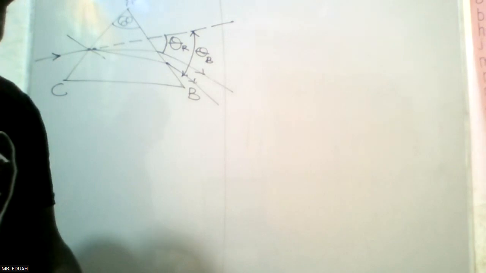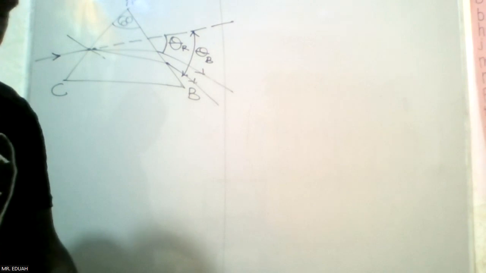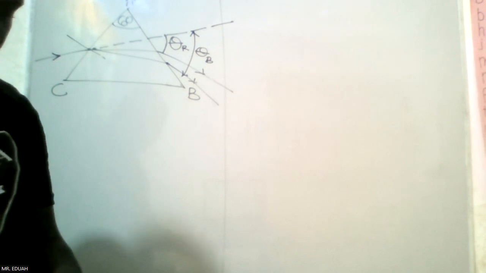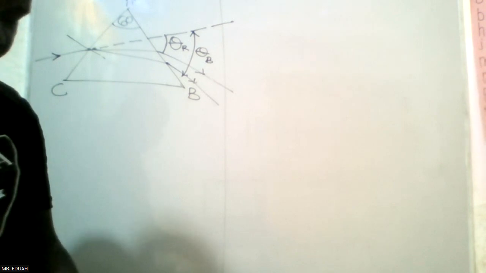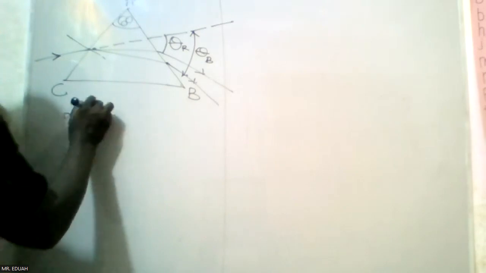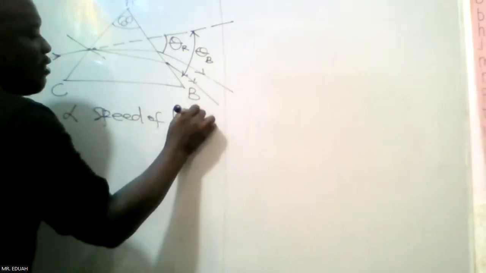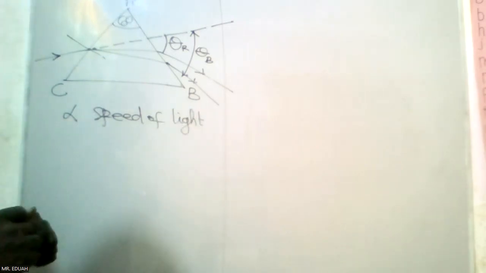Okay, so the angle of deviation for red light is theta subscript r, and the angle of deviation for blue light is theta subscript b. Now, I compare the following for the red light and the blue light. The first one is the speed of light. We have to compare the speed of light for the red light and then the blue light.